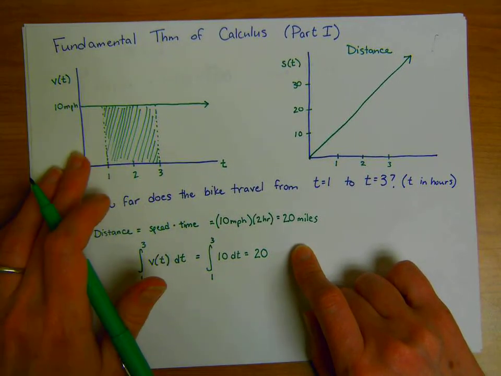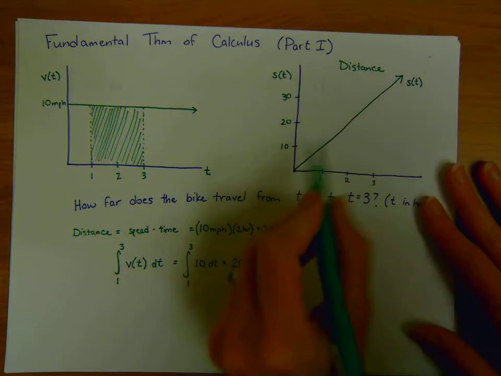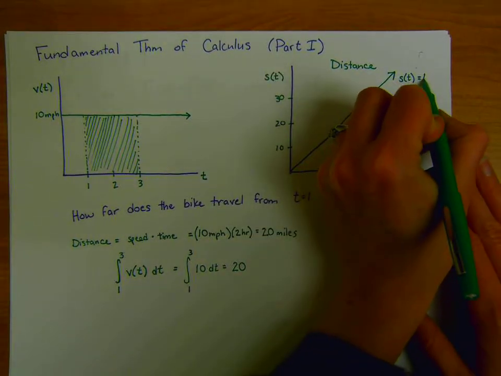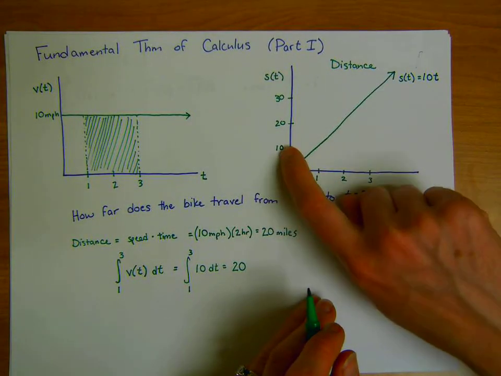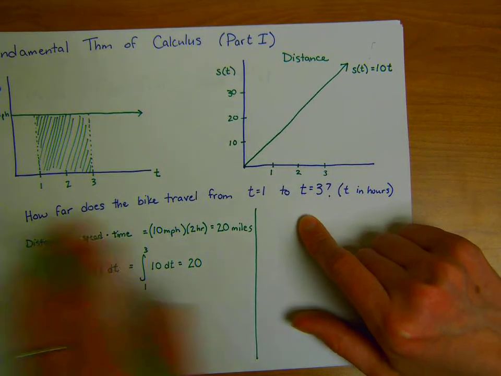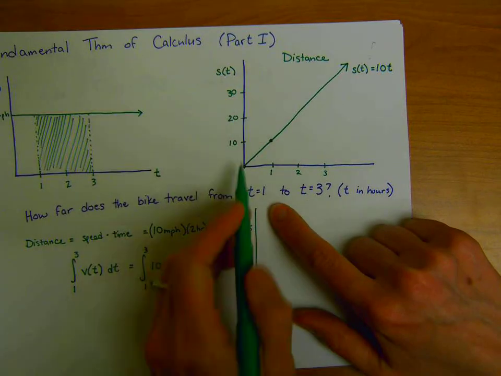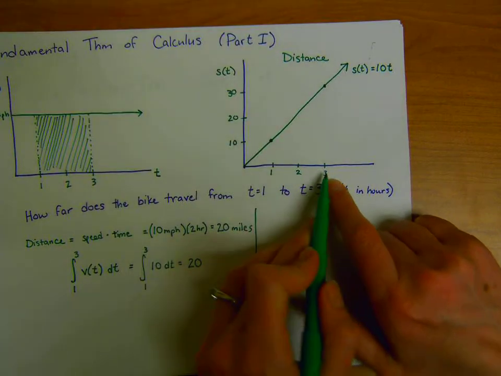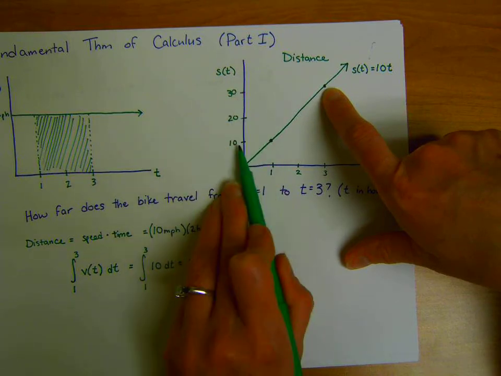Instead of using the velocity curve, let's use this distance function s of t. And we decided that s of t, because we're traveling at a constant rate of 10 miles per hour, is actually just 10t. It's a linear curve with a slope of 10. Using this function, if I want to know how far the bike travels from t equals 1 to t equals 3, I want to see how far it traveled previously, and then how far it traveled by the time it got to 3 hours. And I would want to know the difference in distances traveled.